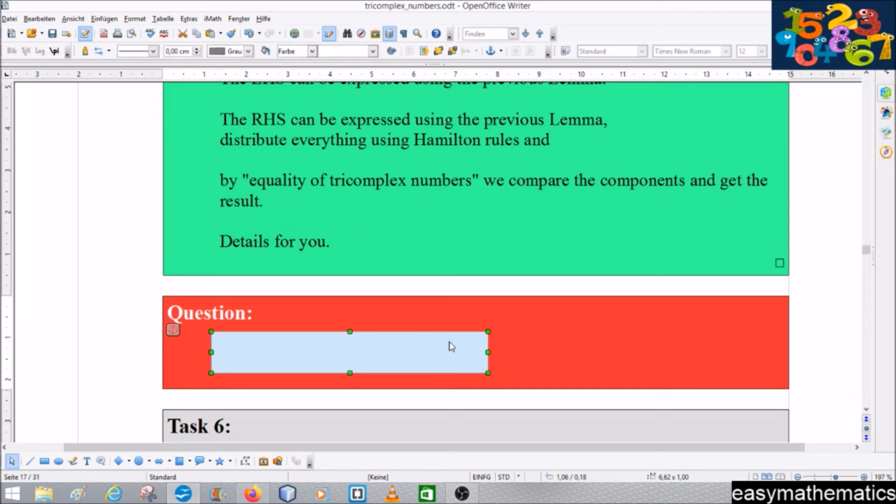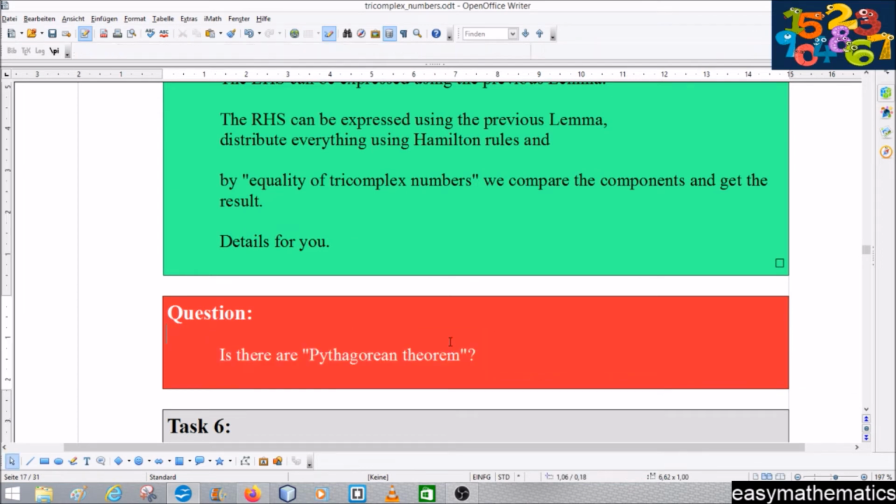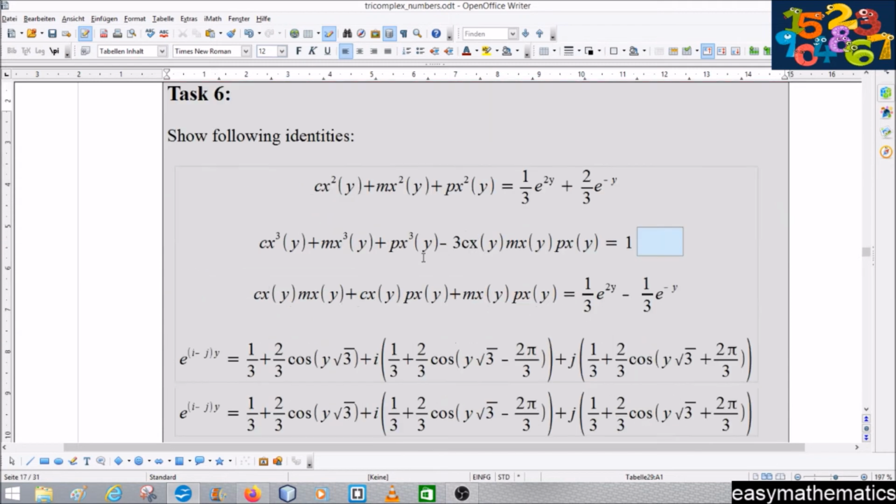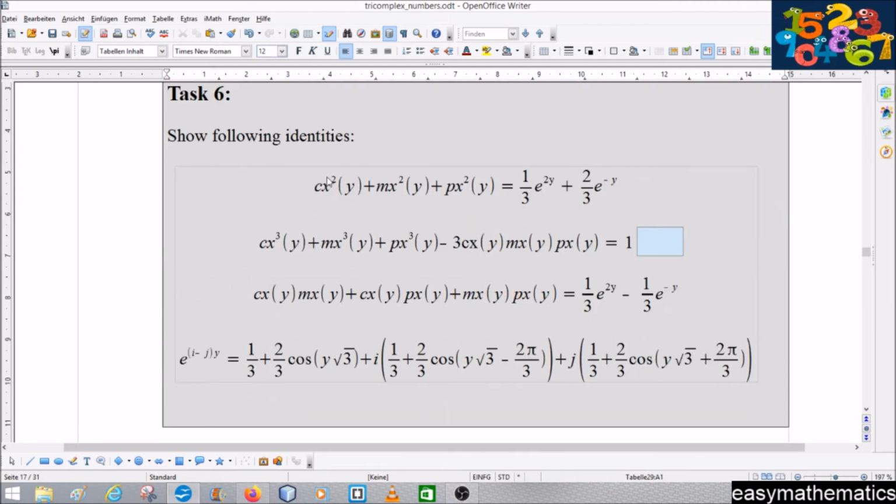Alright? And there is an obvious question. Is there a Pythagorean theorem for tricomplex numbers? I have printed 4 identities. You can decide for yourself which you will see as a Pythagorean theorem. So for example, the first one: the sum of the squares of the 3 polar cos exponential functions is a sum of 2 exponentials.